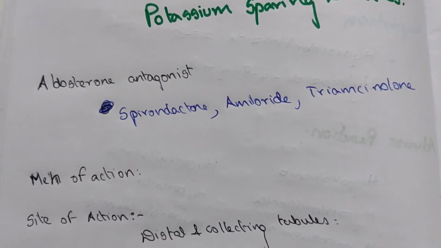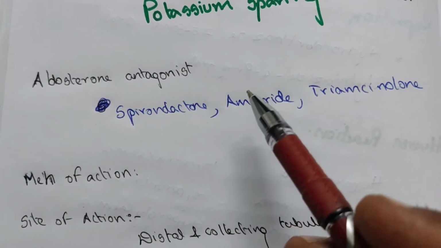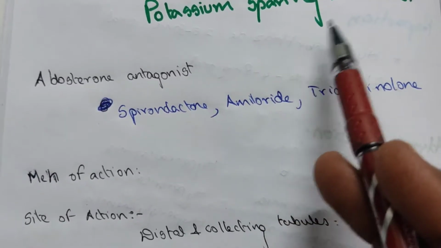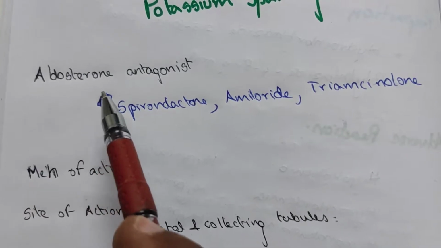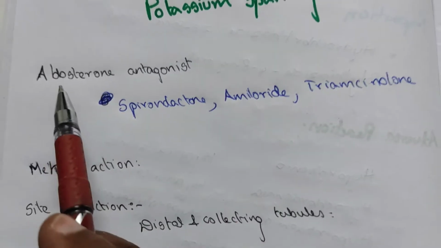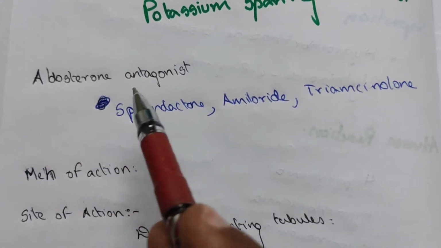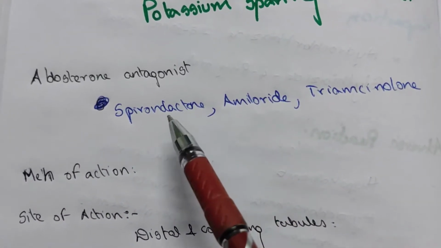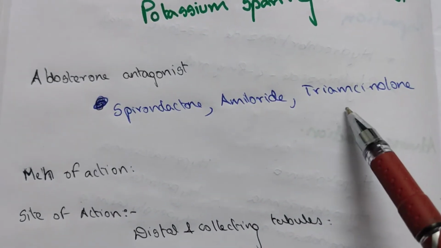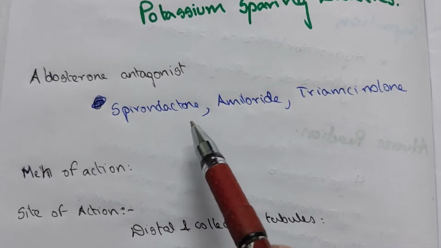In this video, we are going to see about potassium sparing diuretics. It is a topic on diuretics. It is a part of it which is potassium sparing diuretics. First, aldosterone antagonists. These drugs act against the aldosterone, so these drugs are known as aldosterone antagonists. They are spironolactone, amiloride, triamterene. These are the aldosterone antagonist drugs.